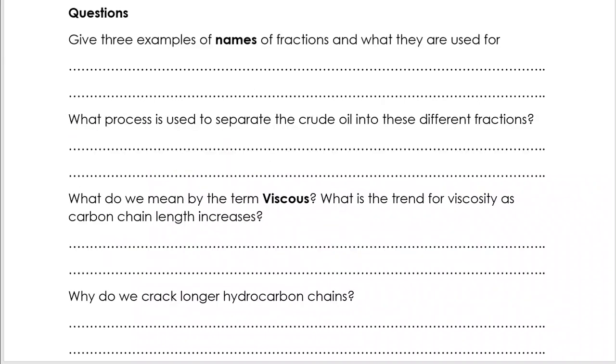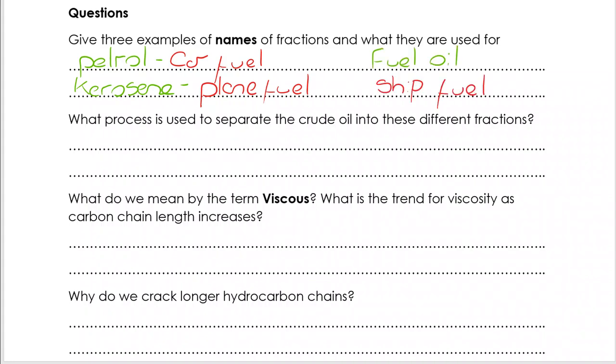Some questions for you to think about. In this first one, I'm picking 3 at random, really. They are 3 of the most common ones that you're likely to come across. So petrol is a fraction. We use that to fuel cars at the moment. We might also talk about kerosene, which is used as jet fuel or plane fuel. And we might also talk about fuel oil, which is used to fuel giant ships and tankers and cruise liners.